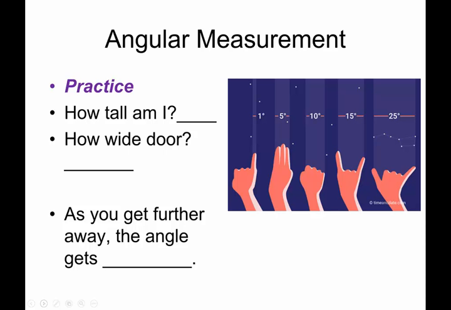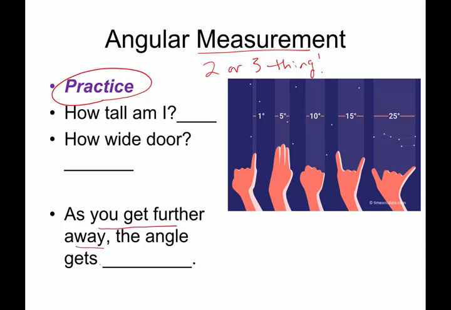I am not standing in front of you, but what I'm going to ask you to do is pause the video, and I want you to practice, and I want you to measure 2 or 3 things. Maybe a building that's outside, maybe the height of your closet. And one of the questions I want you to come back and answer is this: as you get further away, or the object gets further away, what happens to the angle? Does it get bigger or does it get smaller? So hit pause, go measure a couple things, and come back.